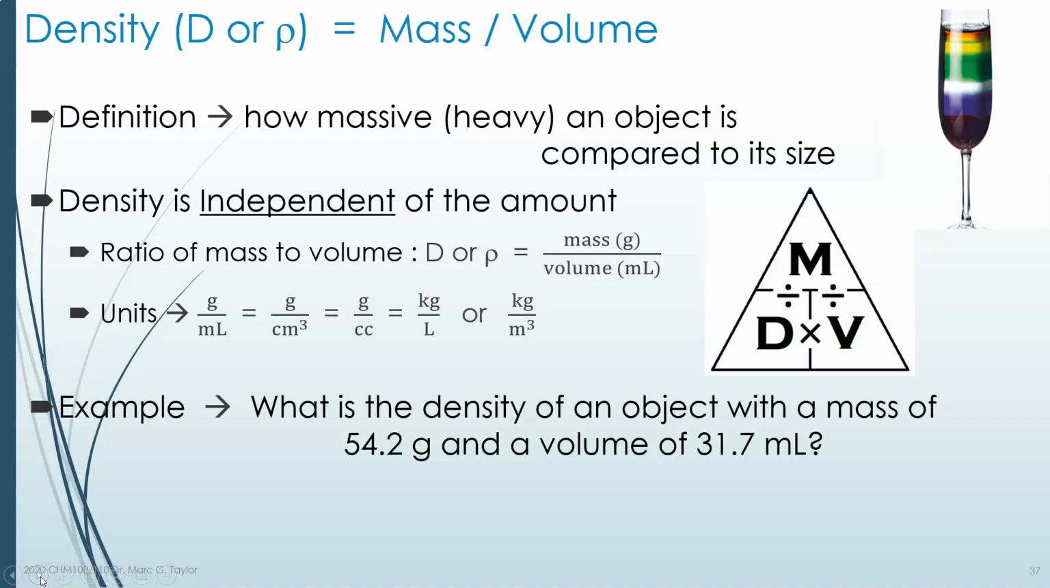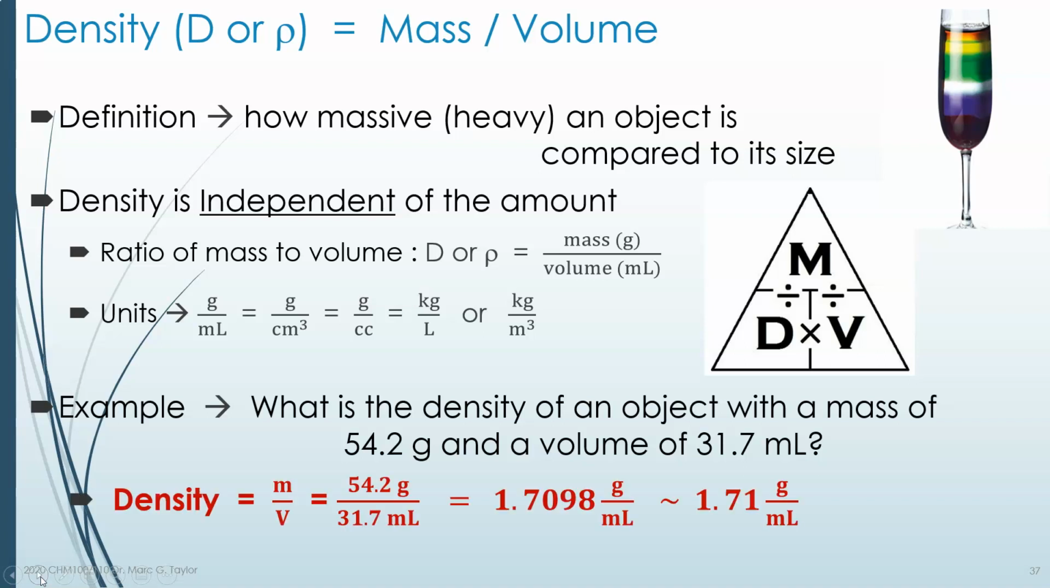So we have a problem here where you're given the mass and you're given the volume, and you're asked for the density. So we can revert back to our original formula that density is merely mass divided by volume. So doing that problem, we take the mass in grams, divide it by the volume in milliliters, and we get this number, 1.7098 grams per milliliter.